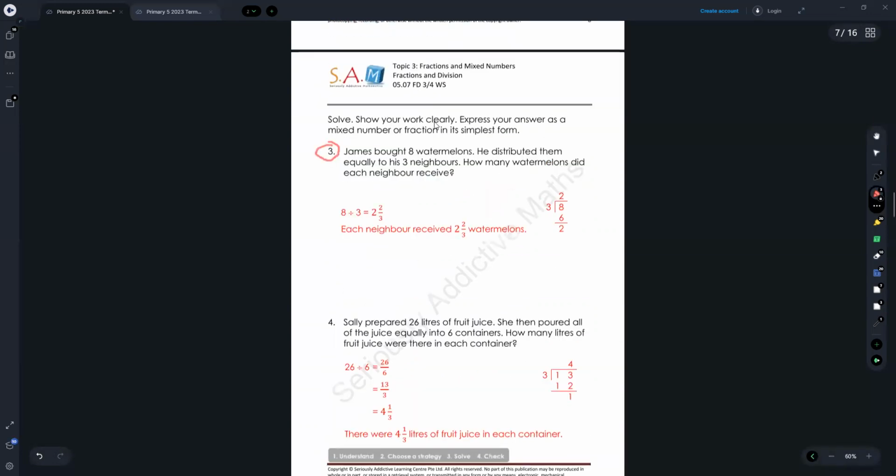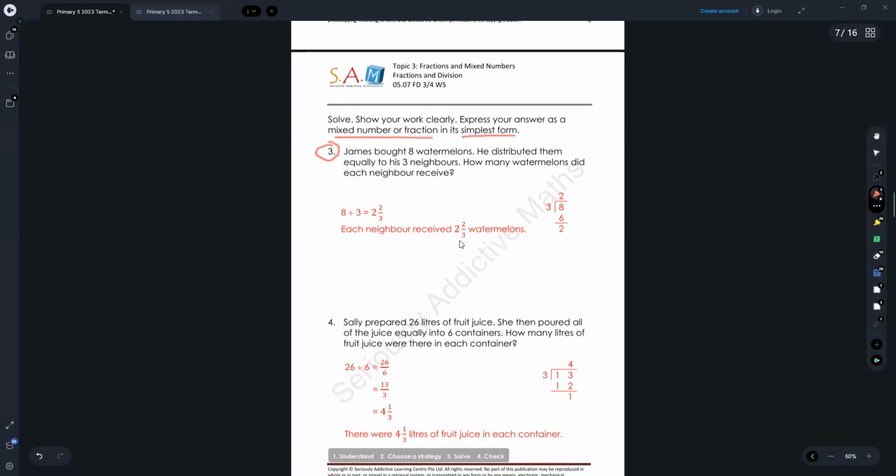Always get them to pay attention to the instruction, because they're supposed to express a number in mixed number or fraction and in its simplest form. And I always tell students that even if the question did not ask them to express the answer in its simplest form, they have to do it. So try getting them to do this.